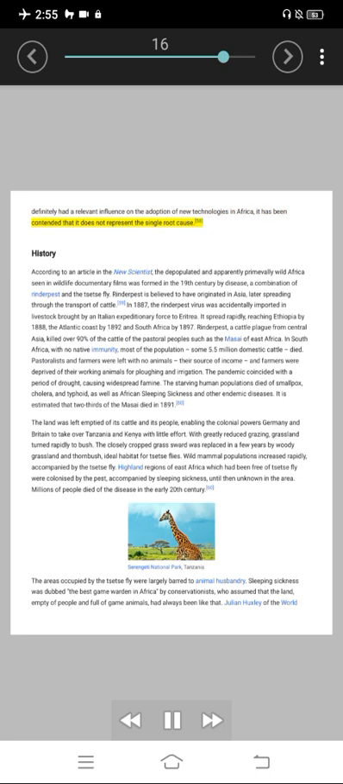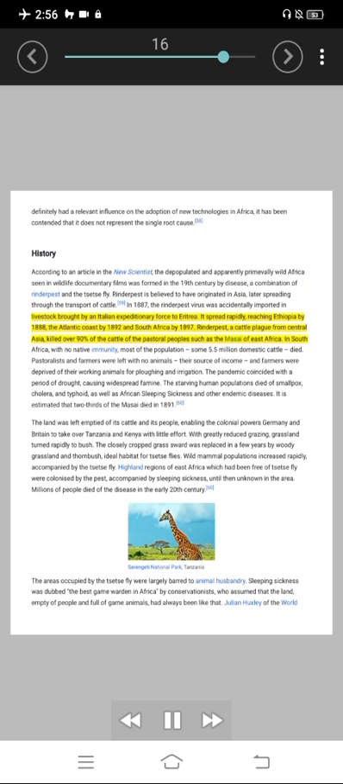History. According to an article in the New Scientist, the depopulated and apparently primevally wild Africa seen in wildlife documentary films was formed in the 19th century by disease, a combination of rinderpest and the tsetse fly. Rinderpest is believed to have originated in Asia, later spreading through the transport of cattle. In 1887, the rinderpest virus was accidentally imported in livestock brought by an Italian expeditionary force to Eritrea. It spread rapidly, reaching Ethiopia by 1888, the Atlantic coast by 1892 and South Africa by 1897.